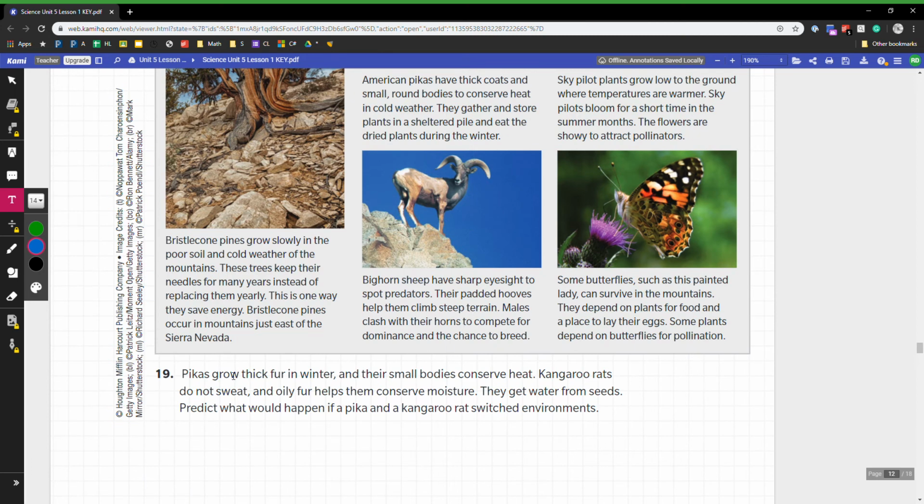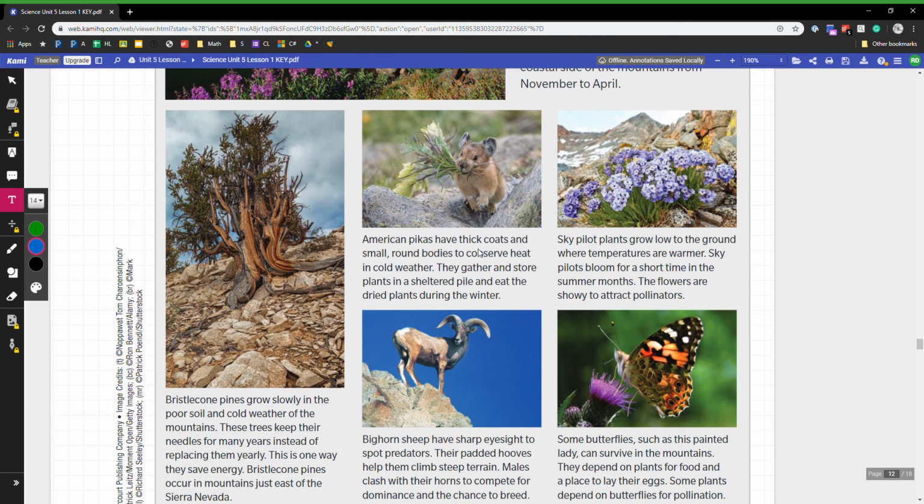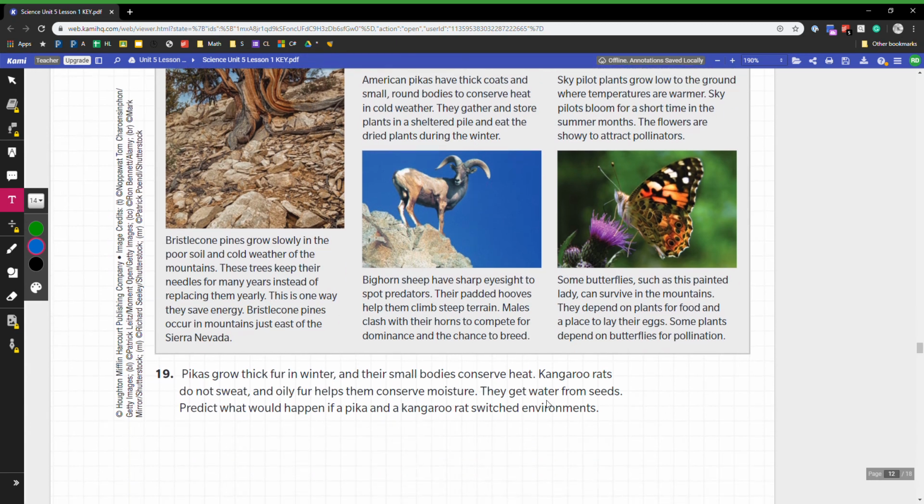And so this says pikas grow thick fur and their small bodies conserve heat. Kangaroo rats, these are pikas right here, American pikas. They look like little chipmunks, kind of. Kangaroo rats do not sweat, and have oily fur that helps them conserve moisture. They get water from seeds.